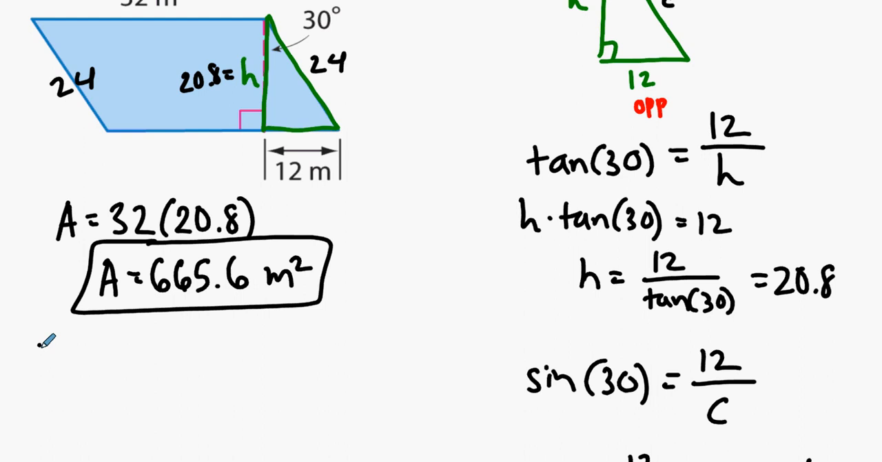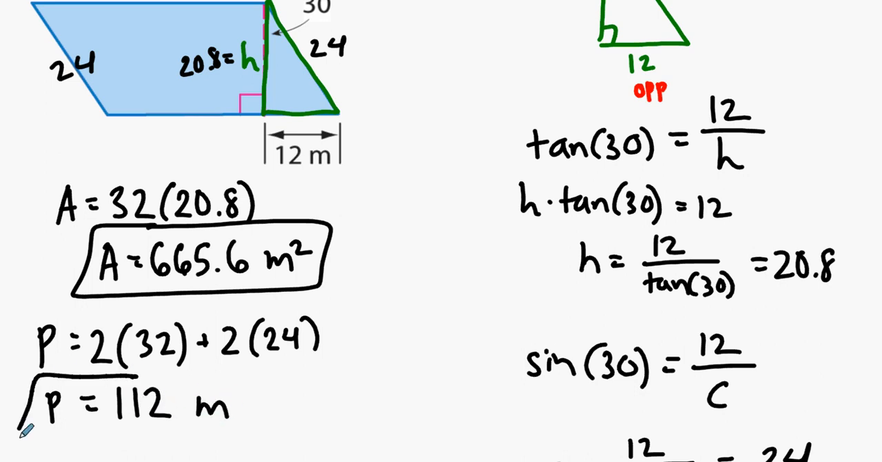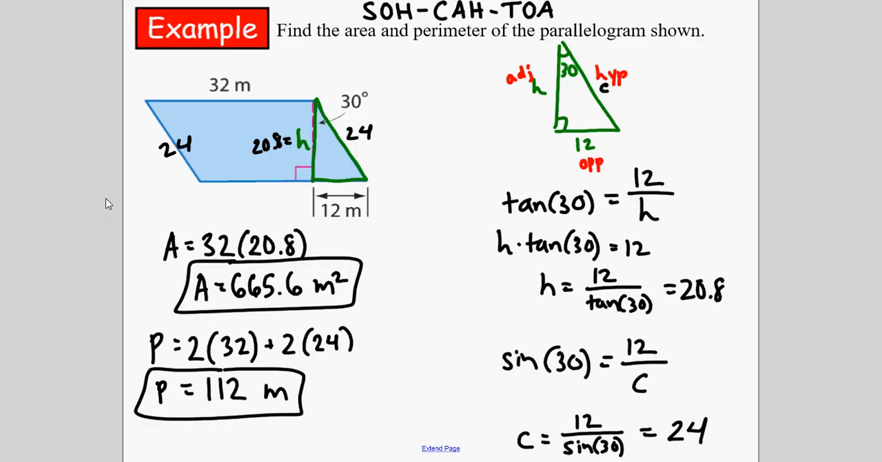So my total perimeter will be 2 32s plus 2 24s. That's going to be 64 plus 48, and 64 plus 48, I believe, is 112. So the entire perimeter would be 112 meters.